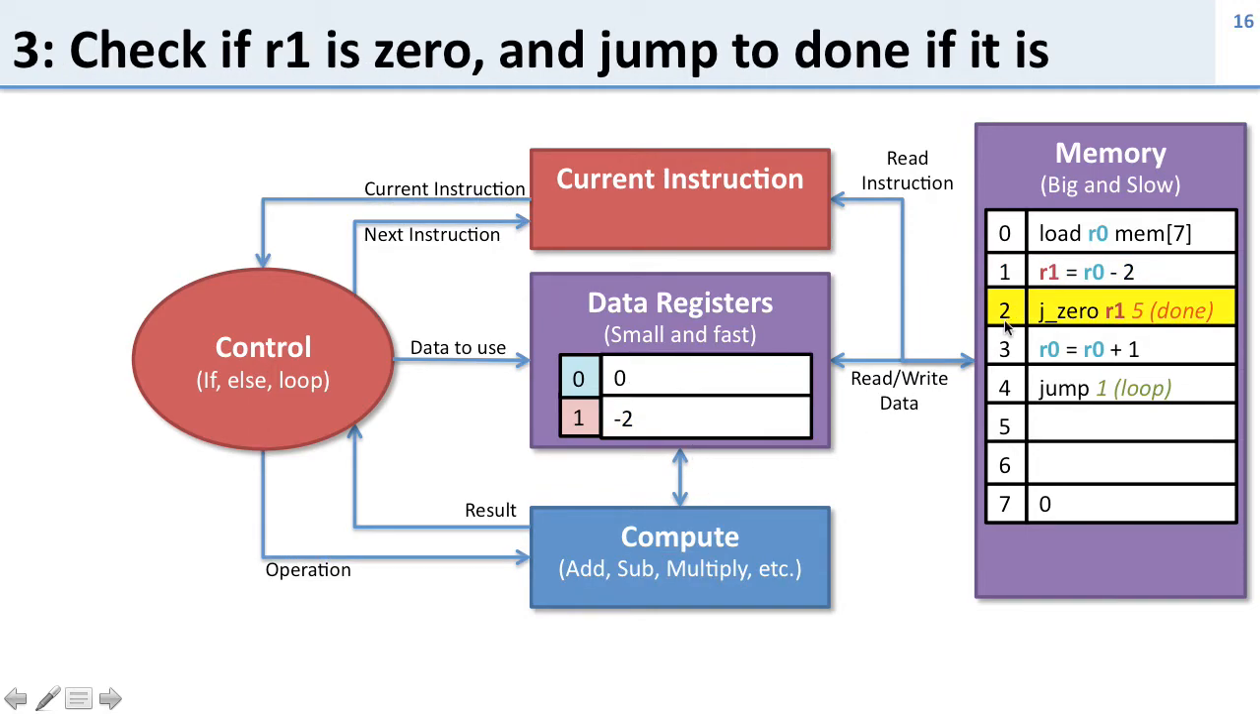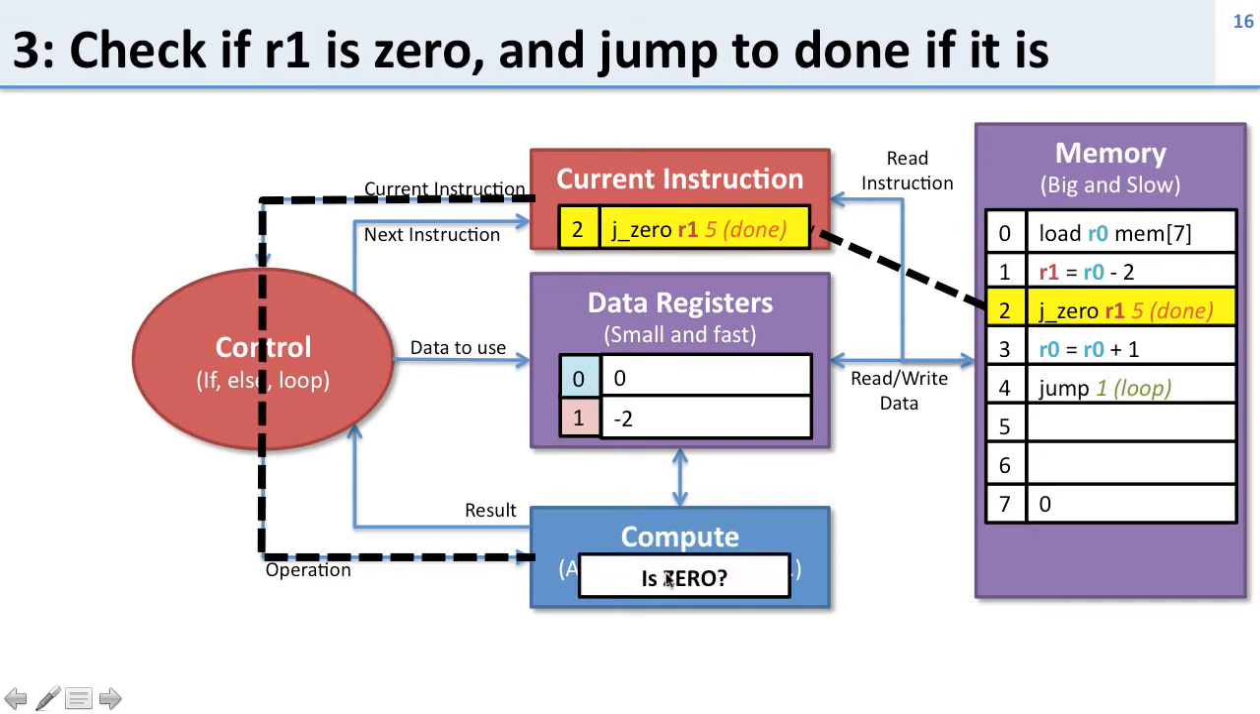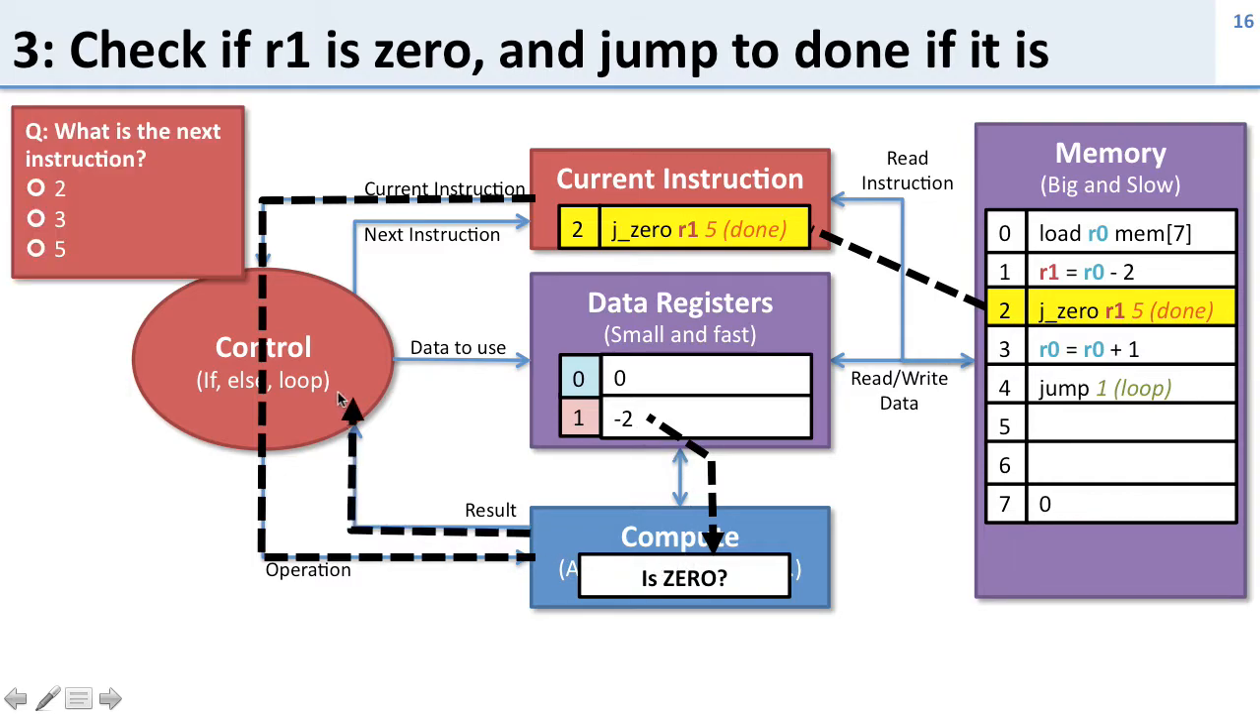We store the results back, and now we go on to the next instruction, which is just going to be instruction 2. Now instruction 2 gets loaded, and this says jump to instruction number 5 if register 1 is 0. So we tell the control what to do. The control is going to check if it's 0. What data is it going to use? It's going to use register number 1. So it's going to see, is minus 2 0? It's going to send the result back to the control and decide which instruction goes next.